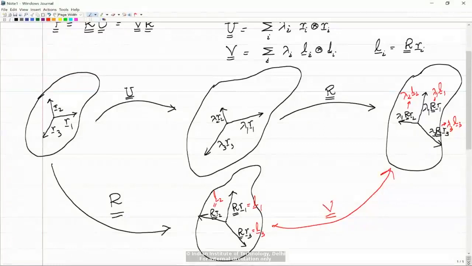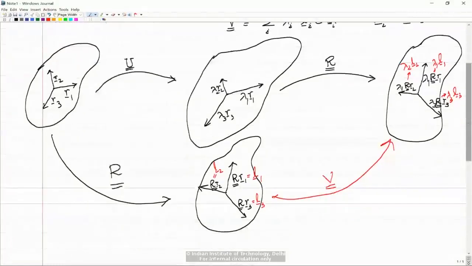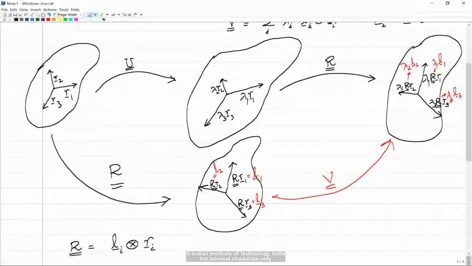All right. You see, this picture also allows you to write this rotation tensor as big R equal to li tensor product little ri. Why is that so? Because you see, it is the little ri's which are getting transformed to little li's.